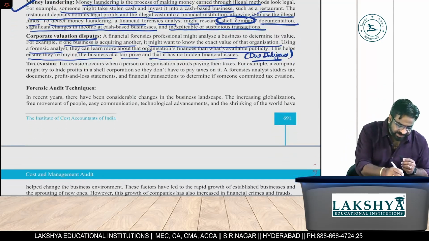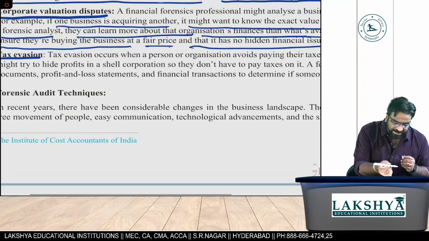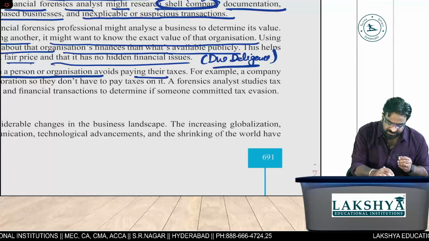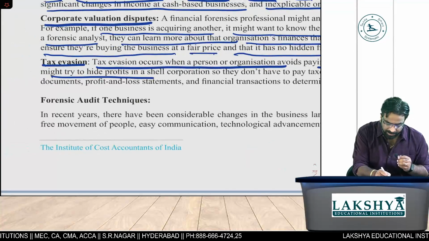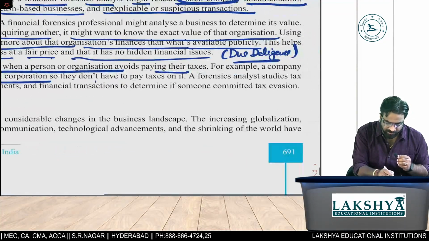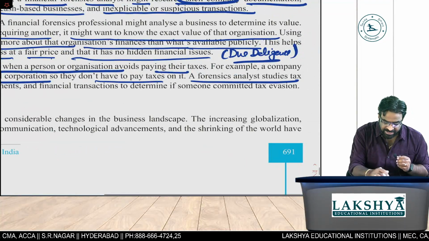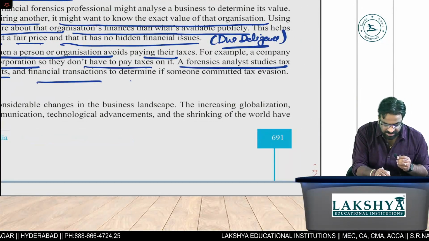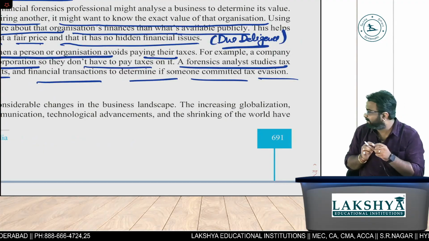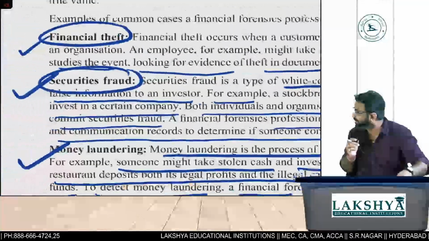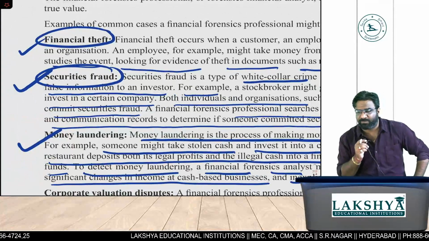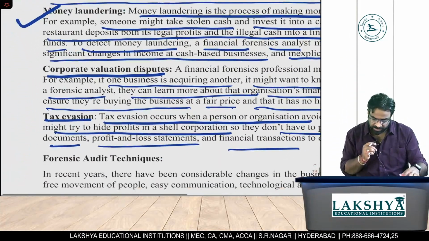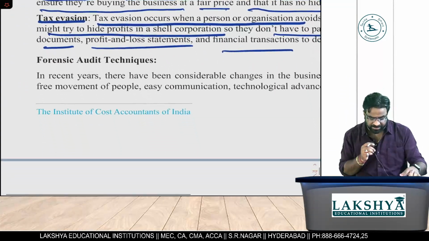Next one, tax evasion. What is the last area? That is a very common area. Tax evasion occurs when a person or organization avoids paying their taxes. For example, a company might try to hide profits in a shell corporation so that they don't have to pay the taxes on it. A forensic analyst studies tax documents, profit and loss statements, and financial transactions to determine if someone committed which evasion? Tax evasion. So these are the 5 areas where you can hire the forensic professional. Tell me the 5 areas: financial thefts, security frauds, money laundering, corporate valuation disputes, and tax.